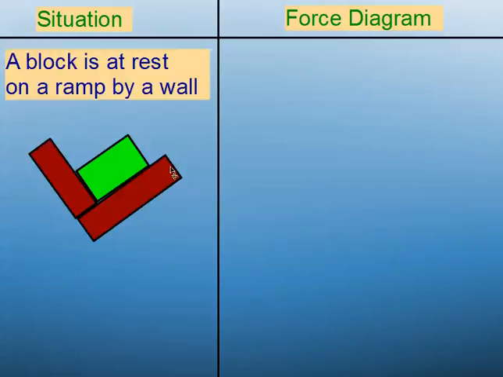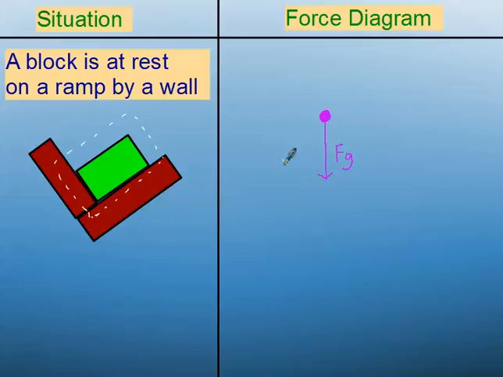For this first problem, we've got a block that's on a kind of ramp structure, and there's also a wall down here. These two are sort of holding the block in place, and it's just sitting there motionless, so we know the forces are in balance. For your force diagram, first, of course, we draw the force of gravity.